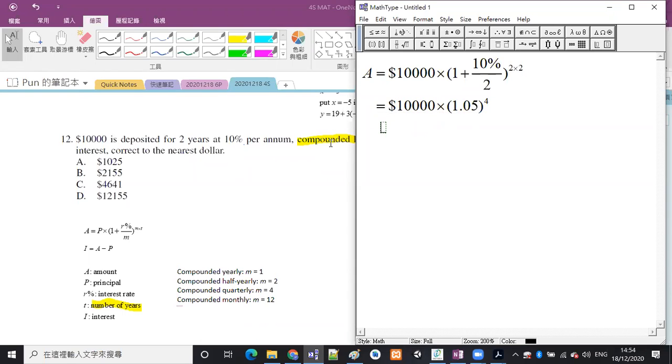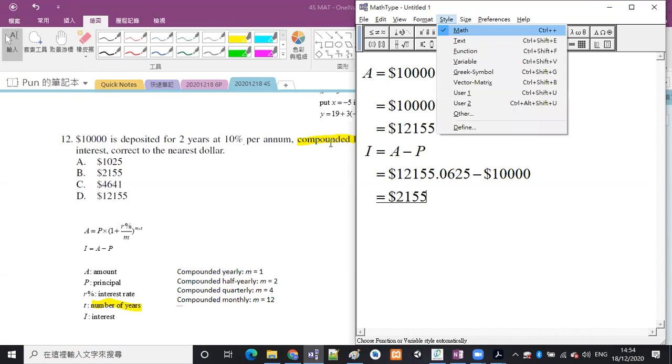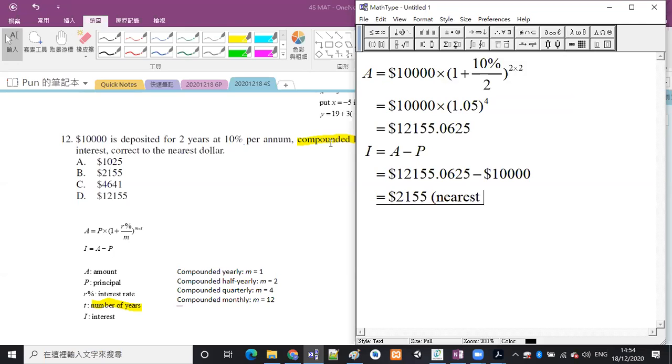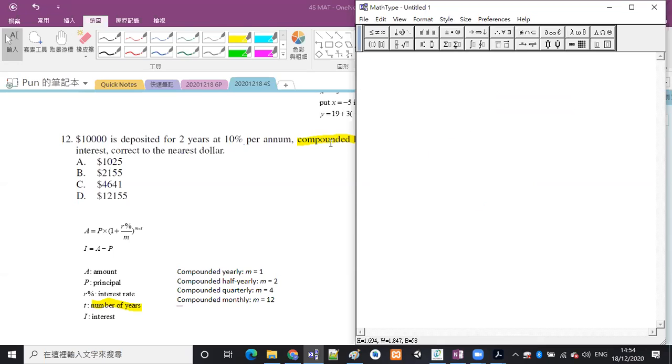$12155.0625. Okay, so this is the amount, and the interest will be amount minus principal. So that should be 12155.0625 minus principal, which is 10,000. Okay, so the final answer should be 2155.0625, but it is correct to nearest dollar. So it should be 2155. So the answer is option B.